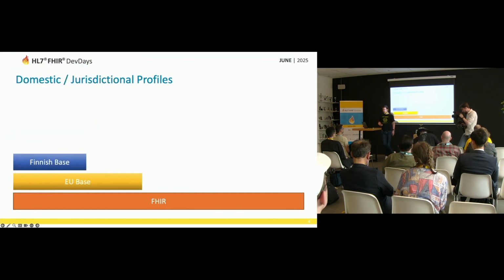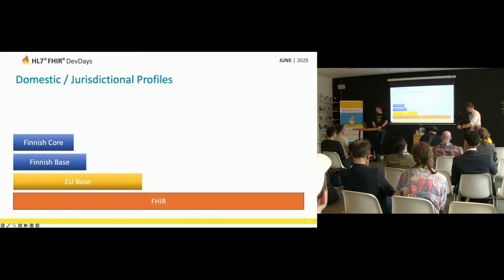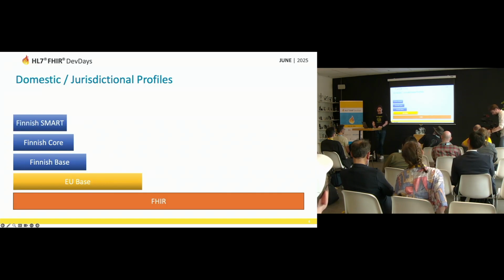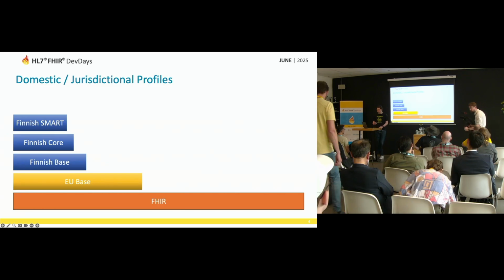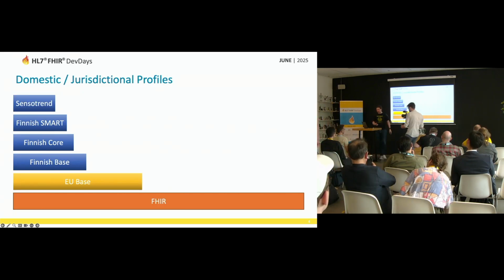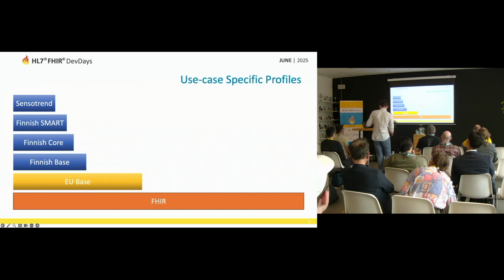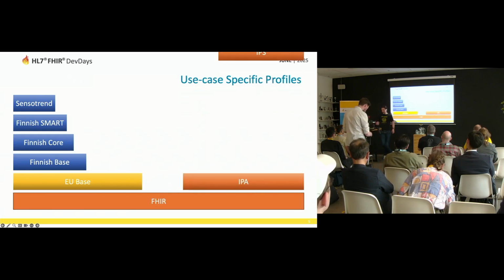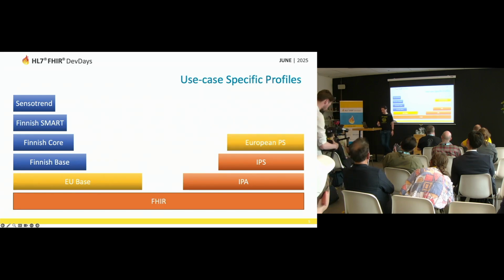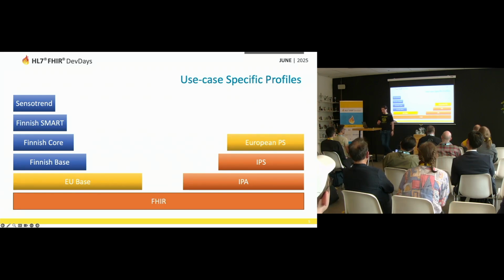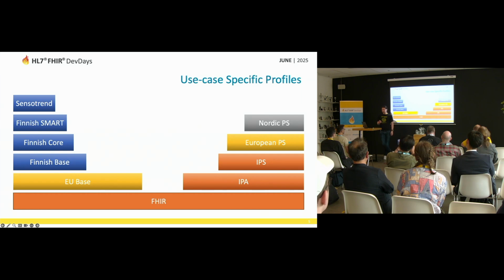And we have these jurisdictional profiles like the European one, and then a Finnish base profile and core profile, and SMART and so on. And all of those might be more and more restrictive. And then there might be SensorTrend's profiles even on top of that. And then we have use case specific profiles like international patient access or international patient summary, or the European version of the patient summary, or the Nordic countries might have their own profile, and even Finland might have their own patient summary profile. And the difficulty here is that you can't just layer them on top of each other because they have different use cases.